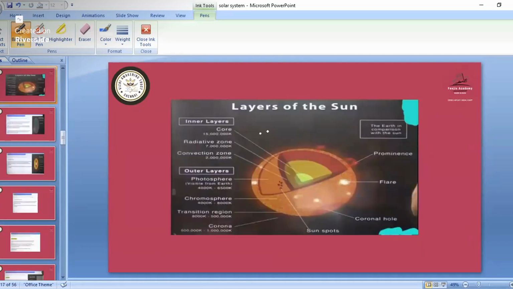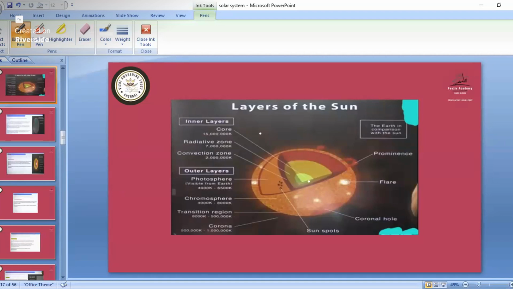Okay. Now we will study the layers of the sun. Questions about the layers have come, so you must know all the layers. We have an inner layer and also an outer layer, and a question has come about the outermost layer. So we'll see all the layers. Inside the sun, the inner layer is known as the core.